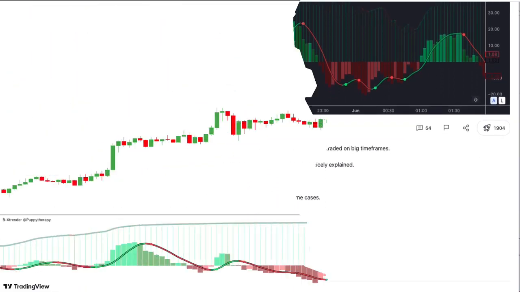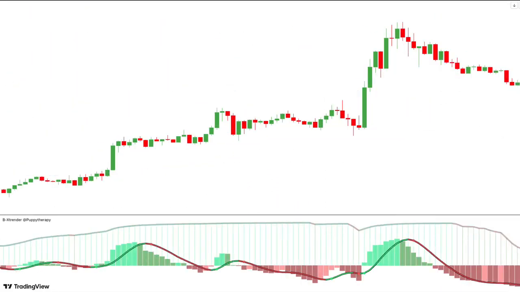This indicator has three main components. First, we have Xtrender trend, which acts as a trend detection aspect. Then we have the oscillator histogram, which will act as our momentum tool. We have this plot in between that will provide our buy and sell signals.